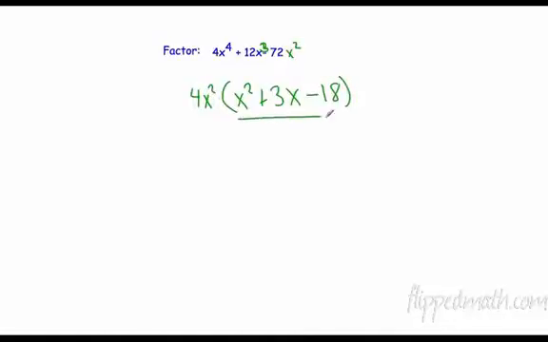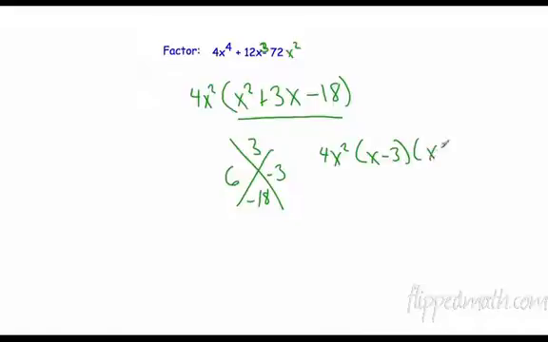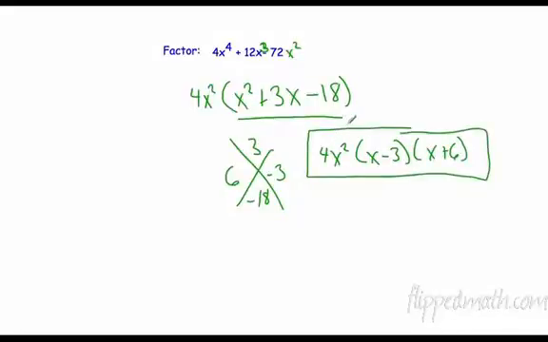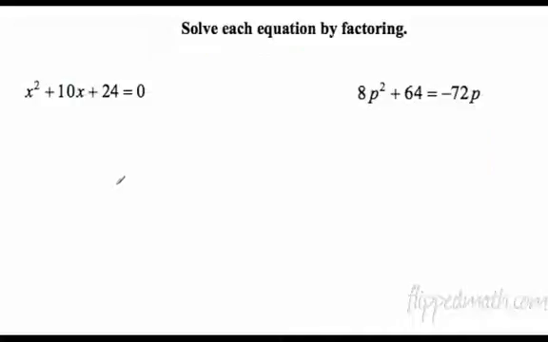Now we have to factor this. So we have negative 18, add to 3. That's 6 and negative 3. So we have 4x squared times x minus 3 times x plus 6. I see a lot of you forget about this GCF that you factored out, but that's important. It needs to be in your answer.